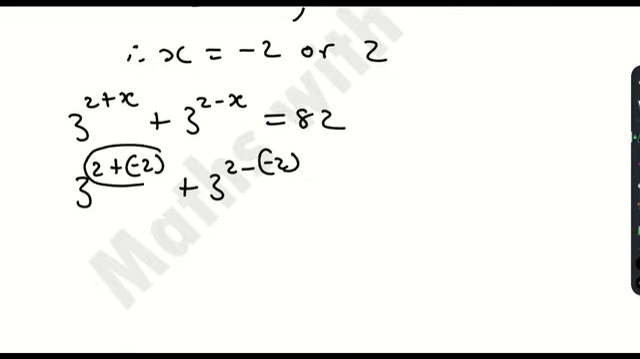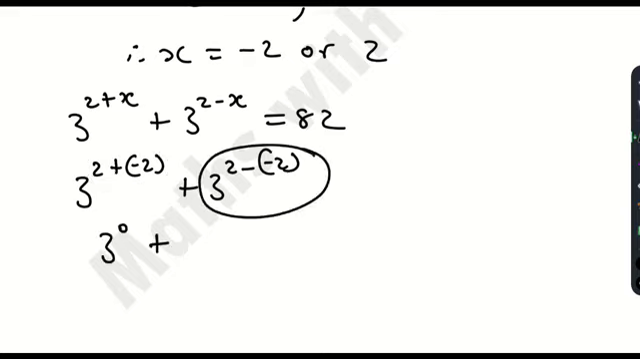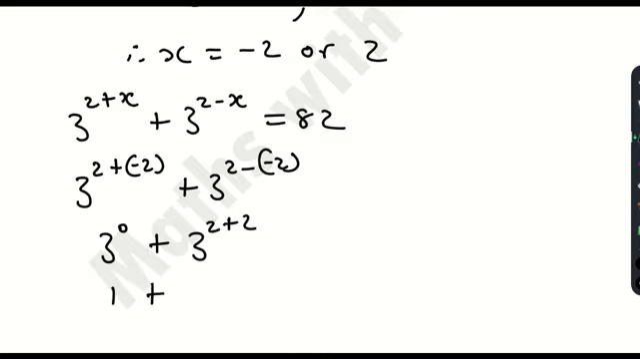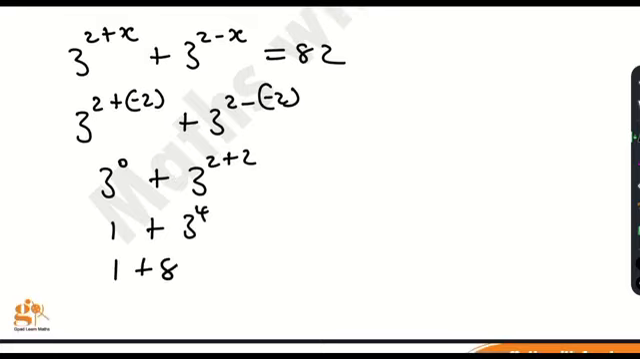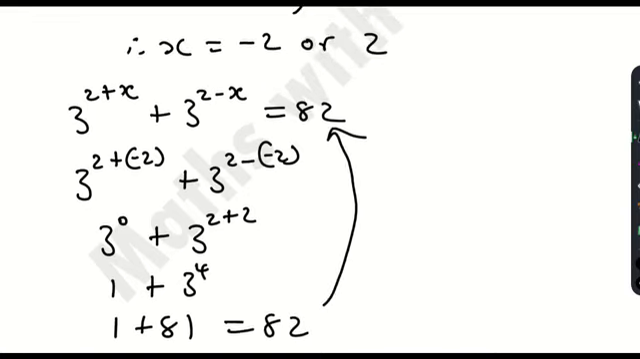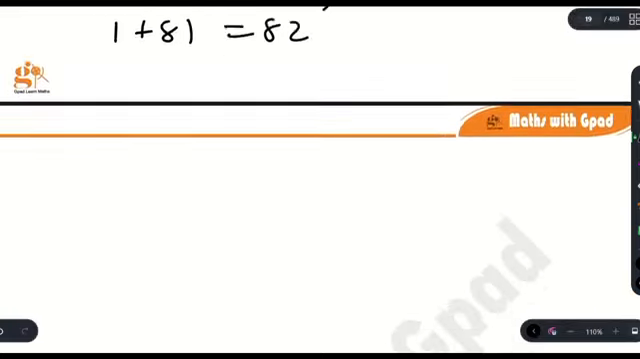Let's do that. What do we have here? 2 plus negative 2 is going to be 0. So you have 3 raised to the power of 0 plus, what about this? This is 3 raised to the power of, we change to plus, so you have 2 plus 2. 3 raised to the power of 0 is 1. And then this is 3 raised to the power of what? 4. What is 3 raised to the power of 4? That is 81. When you add 1 to 81, you get what? 82, as we have on the right hand side. So we have tested that x is equal to negative 2 satisfies the equation.